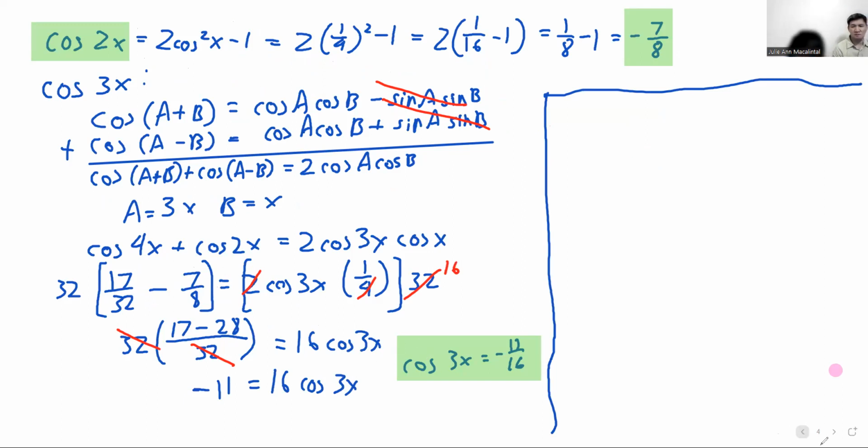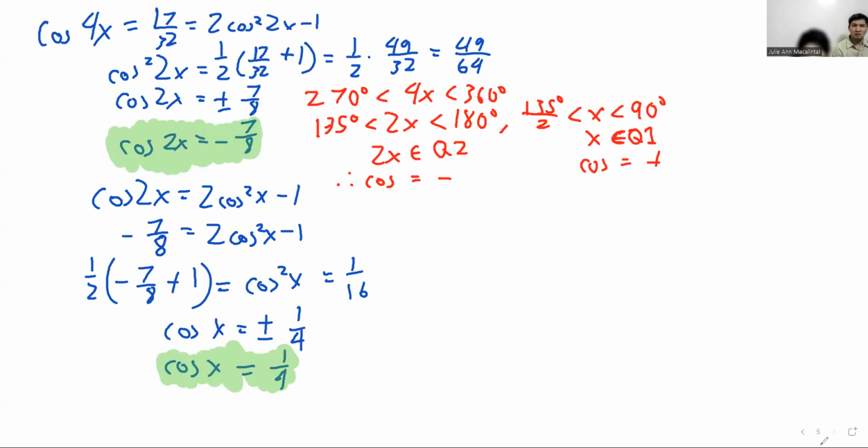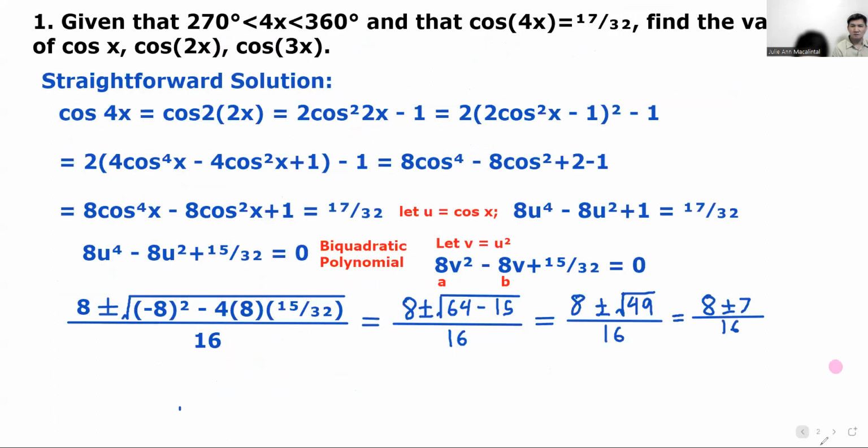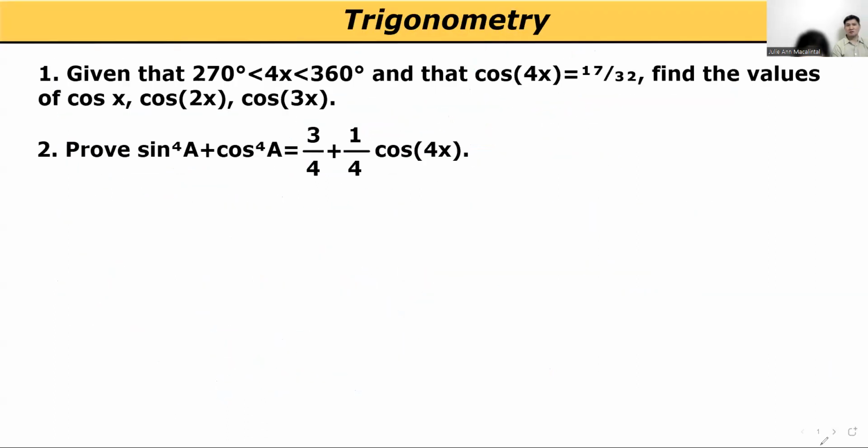Actually, at this point, once you have a cosine x and 2x, there's really not much you can do. It's mostly the same technique. Okay, so I think this is done. Let's go to the next problem.